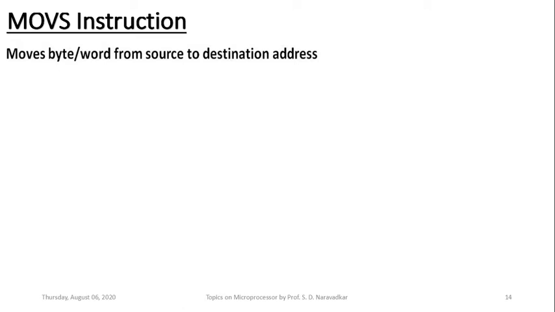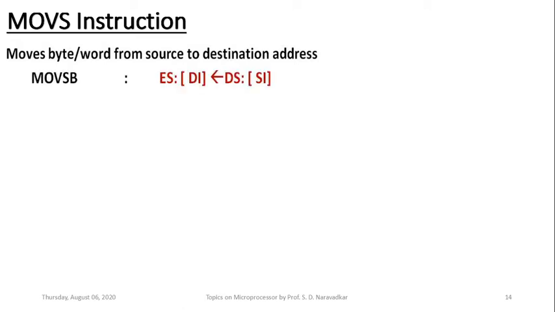As we know, the source address will be from the data segment, with the offset given by the source index, and the destination will be in the extra segment, with the offset given by the destination index register. So in this instruction, move string, both SI and DI, both the index registers, will be involved in the operation.